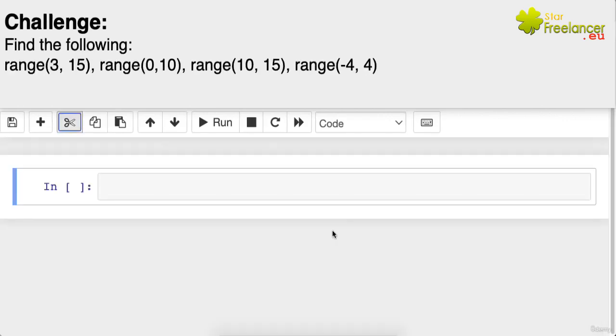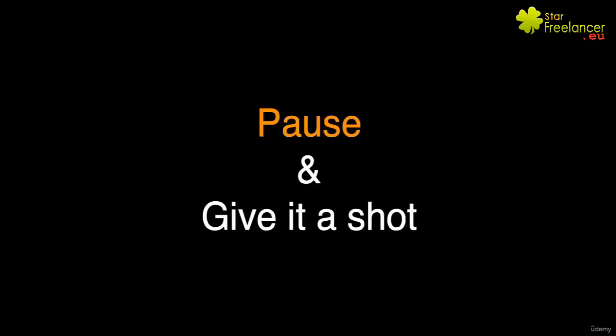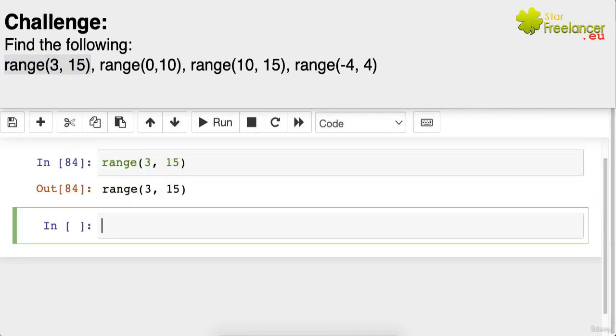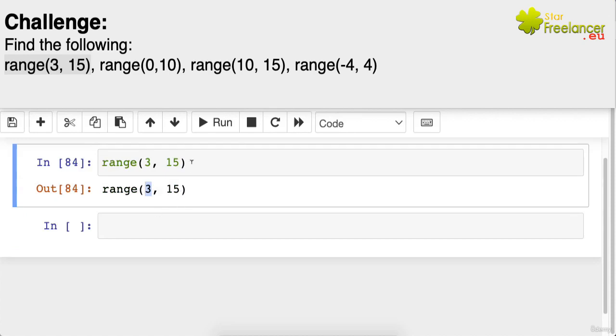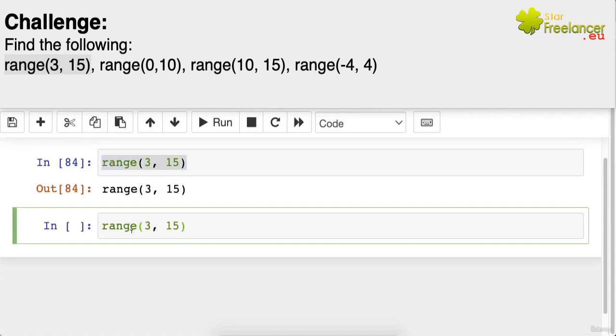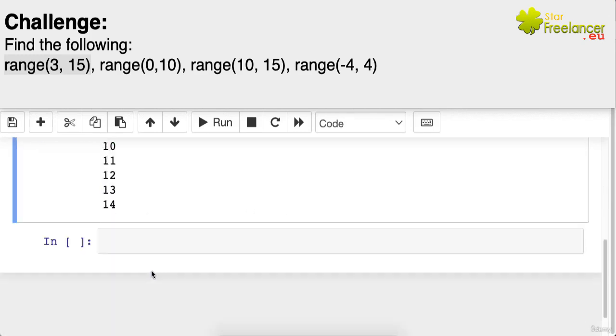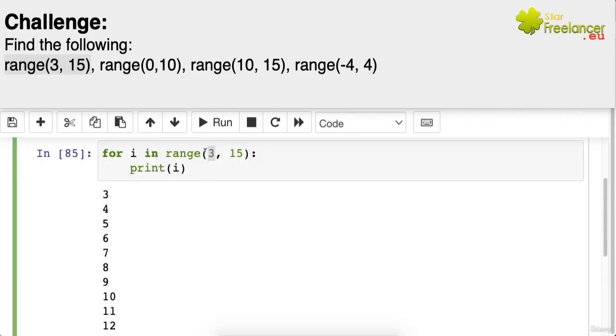Find the following: range 3, 15, range 0, 10, range 10, 15, range -4, 4. Okay? This, for instance, is a start. Here is a stop. It means start from 3, but don't get to what? 15. If I run this as it is, we have the same thing. And if you want to print out this, simply say, for I in this, then print I. You see? From 3 to what? 14. Start from this place, but don't get to this place.